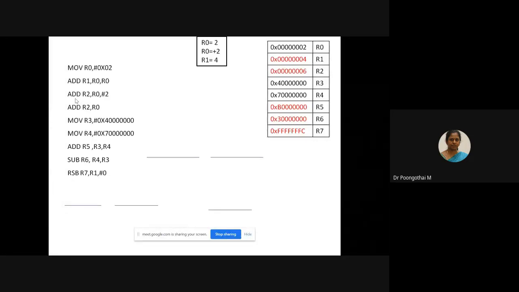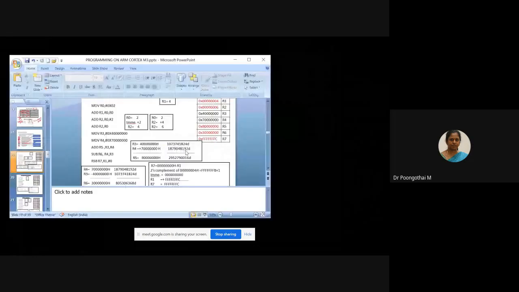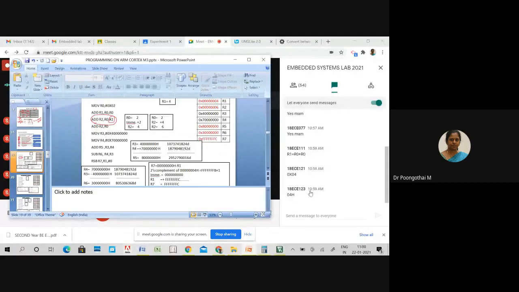ADD R2, R0, #2. So we can also use the add instruction with an immediate operand. We can use an immediate operand in the place of the third operand. So what is the operation of this instruction? ADD R2, R0, #2. So what is the answer?